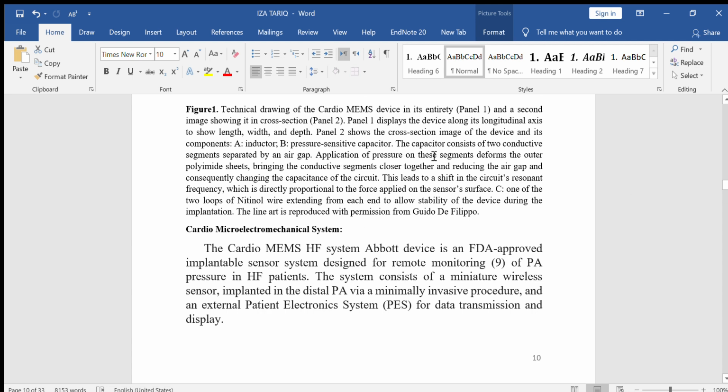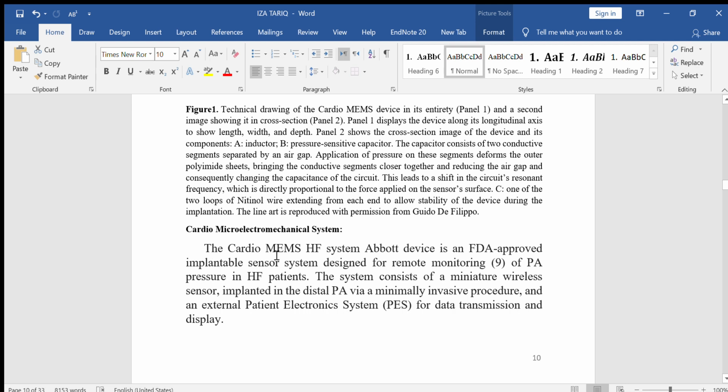The capacitor consists of two conductive segments separated by an air gap. Application of pressure on these segments deforms the outer polymer sheets, bringing the conductive segments closer together, reducing the air gap and consequently changing the capacitance of the circuit. This leads to a shift in the circuit's resonant frequency, which is directly proportional to the force applied on the sensor surface.